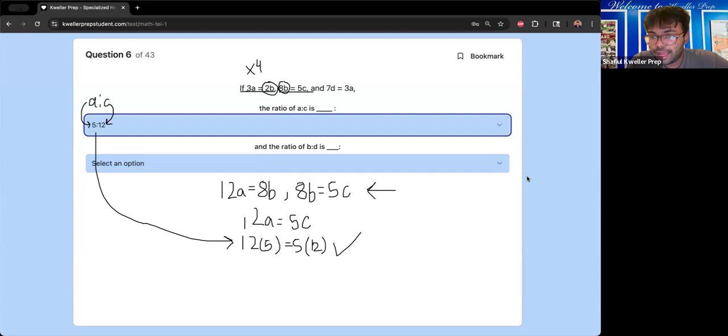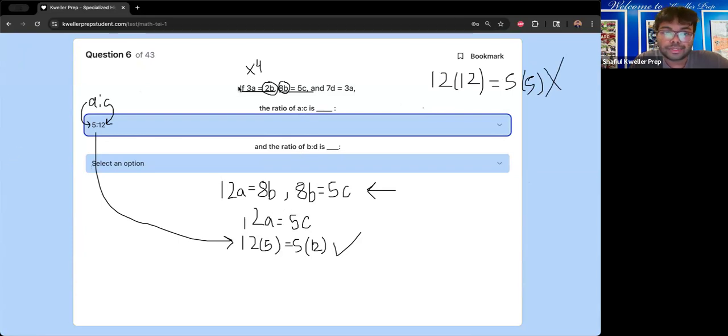But isn't it asking for A first and then C? Again, I want you to make sure that you're double checking your answer. The ratio of A to C cannot be 12 to 5, even if it's 12A equals 5C. If it's 12 to 5, that means 12 times 12 would have to equal 5 times 5. That is not correct, right? The ratio of A to C would be the opposite numbers.